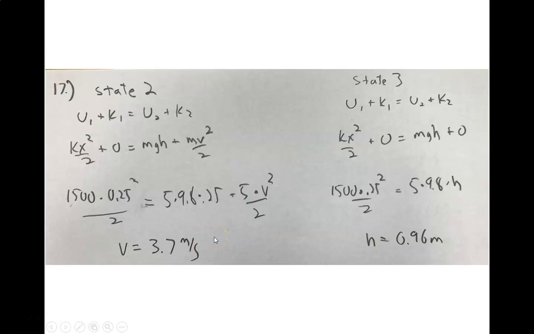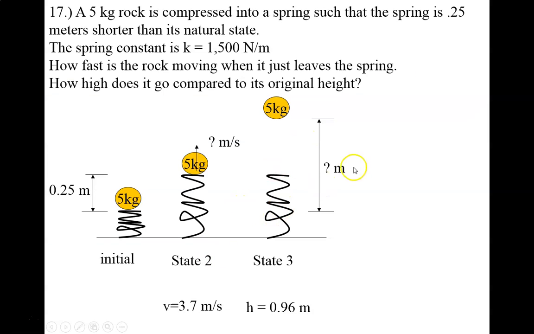The next question is how high does it go? So I get to choose what I consider to be my initial state and my final state. I could consider this to be my initial state and this my final state, or I could consider the beginning state to be my initial state and that to be my final state. So I'm going to choose this to be my initial state again, and we'll just start out with one type of energy. When we're in this state, we only have spring energy.